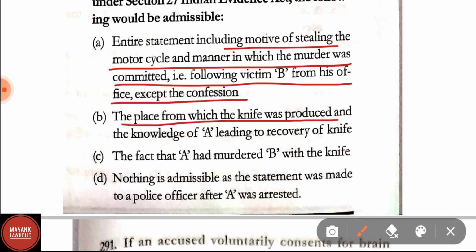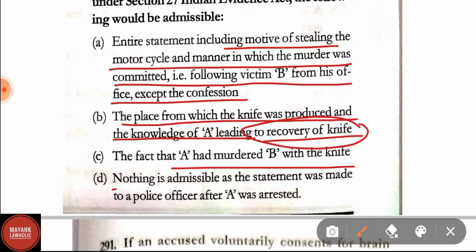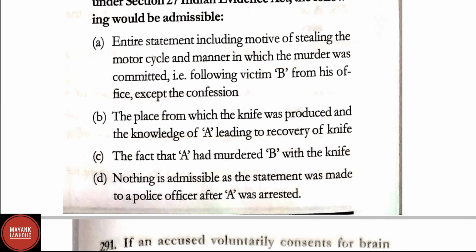Option B, the place from which the knife was produced and the knowledge of A leading to the recovery of the knife. Option C, the fact that A had murdered B with the knife. Option D, nothing is admissible as the statement was made to a police officer and A was arrested. Here in this question, option B will be the right answer because it is leading to a discovery of fact.